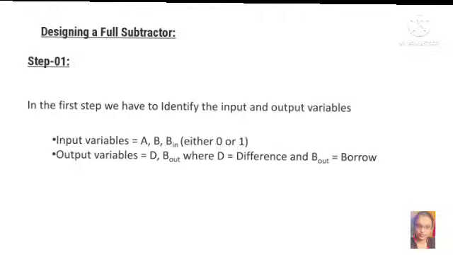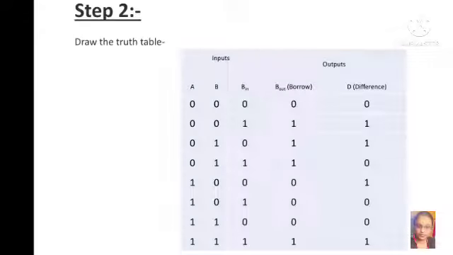And now we'll see the step number 2. The step number 2 is to draw a truth table. Here the inputs are 3, so we take A, B, B in and the outputs are 2, B out and difference. Now we have to draw a truth table. First 0, 0, 0 and the borrow is 0 and the difference is also 0. 0, 0, 1, the borrow is 1 and the difference is also 1. 0, 1, 0, the borrow is 1 and the difference is 1. 0, 1, 1. The borrow is 1 and the difference is 0.